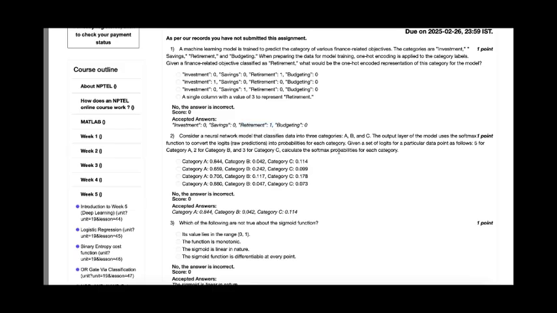Similarly, to calculate the softmax probability, you need to take e raised to z by e raised to z value for the three categories A, B, and C. And the numerator will contain the e raised to z value for a specific category.